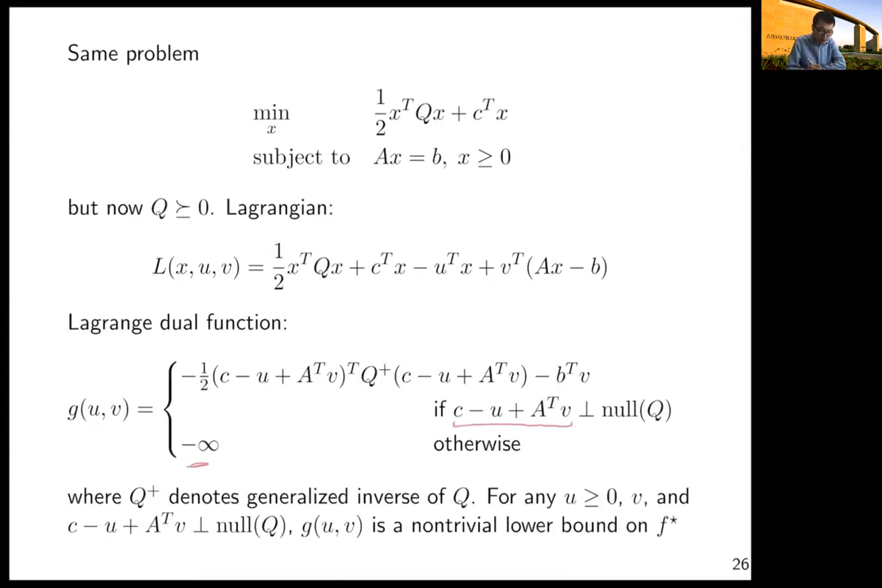And suppose this is actually perpendicular to the null space. This means that this vector is actually in the span of the eigenvectors of Q that correspond to non-zero eigenvalues. Then essentially we can solve everything in the reduced space. Okay, and in that case, simply replacing this Q inverse with Q pseudo inverse solves the problem.